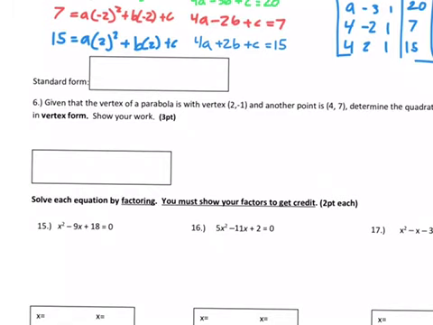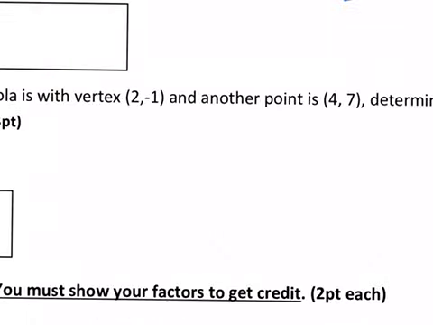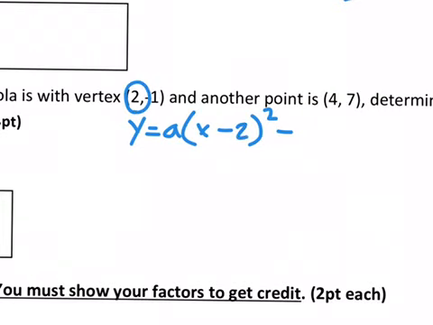Alright, this time they've given us 2 coordinate points. One of them is our vertex, so we're going to need our vertex form. We know our vertex, so I'm going to go ahead and plug in my h and k values. So my h is a 2, so here's our 2. My k is a negative 1, so I'm going to put a negative 1 there on the outside. Now I'm going to use this coordinate point as x and y to help me solve for a.